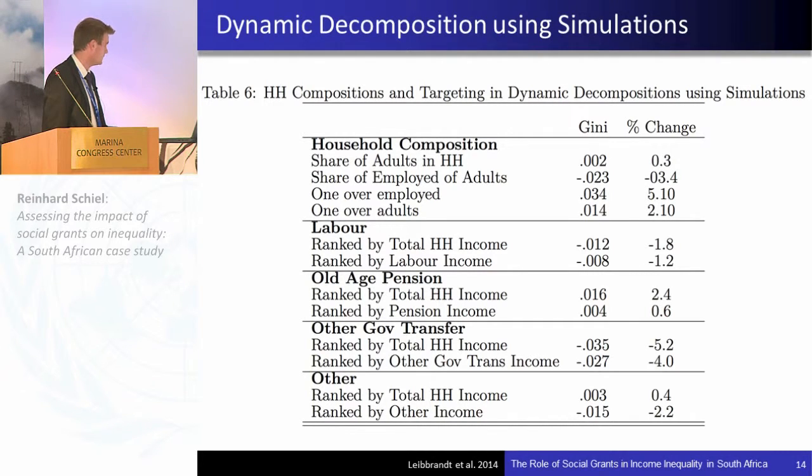Total labor income, using this more advanced technique which now takes into account household composition, we can see actually results in a small decrease in inequality across the period. The old age pension, once again, as our previous results have suggested, has somewhat resulted in a disequalizing effect across the period, while other government transfers, our second grant, has led to a decrease, or an equalizing effect, across the period.